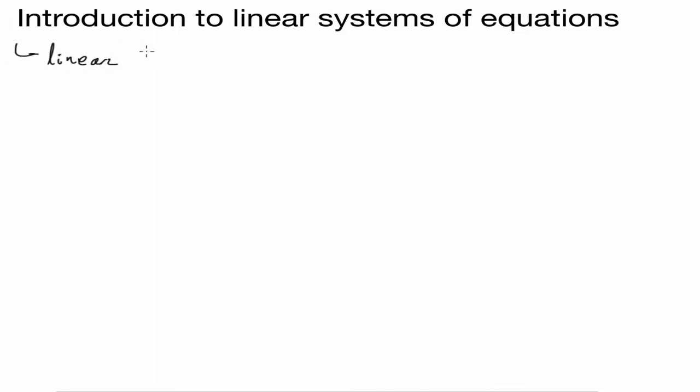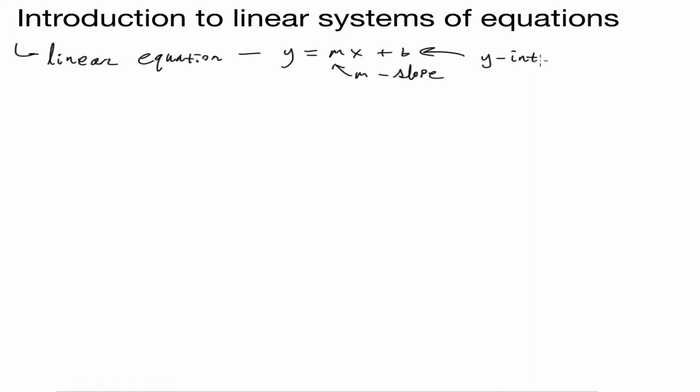A linear equation. Many of us from algebra have a pretty good understanding of this. We can write down a linear equation. One such equation would be y equals mx plus b. All right, let's see if we can write this one. We can draw this. So obviously here, m is the slope, and then b is what we call the y-intercept.